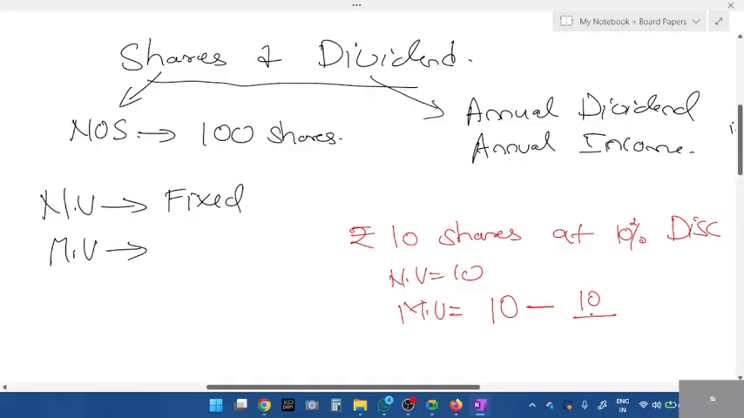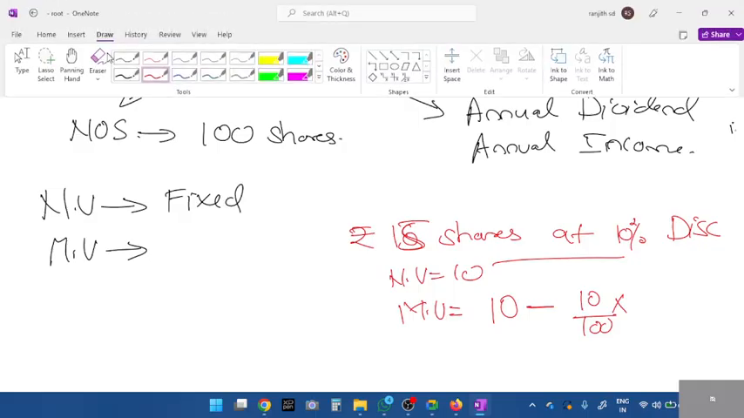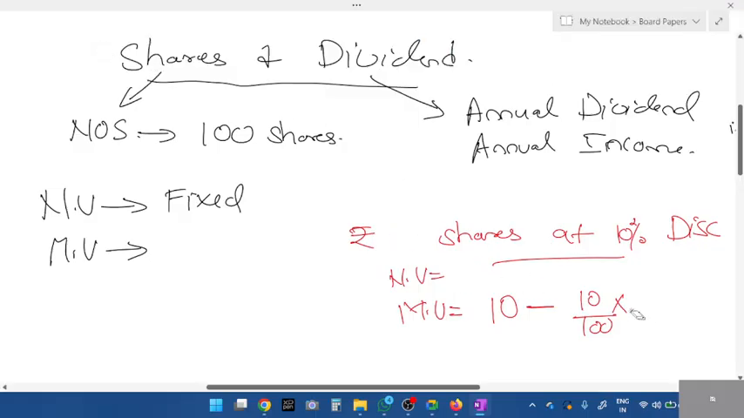How do you write 10%? 10 by 100 into this 10 again. Okay, if you're getting confused with the lot of 10s, I'll write rupees 15 shares, students. So nominal value is rupees 15. Market value will be nominal value minus 10% of 15. Let me take 20 here, it is easy to calculate. 20 minus 10% of 20. How much is 10% of 20, students?